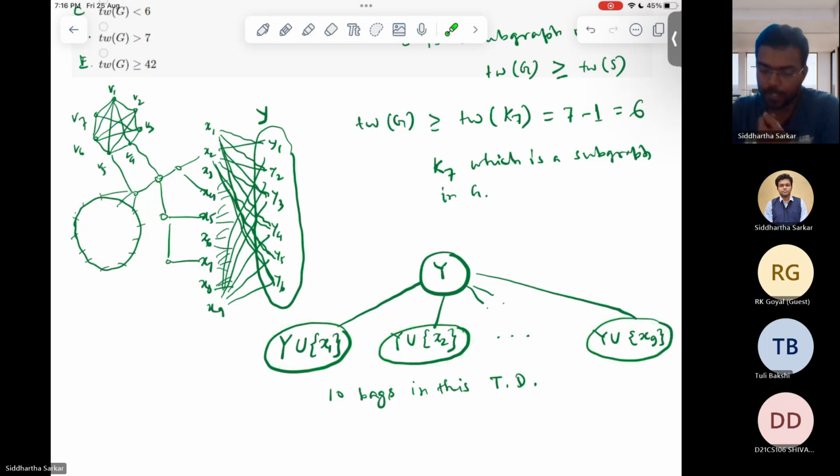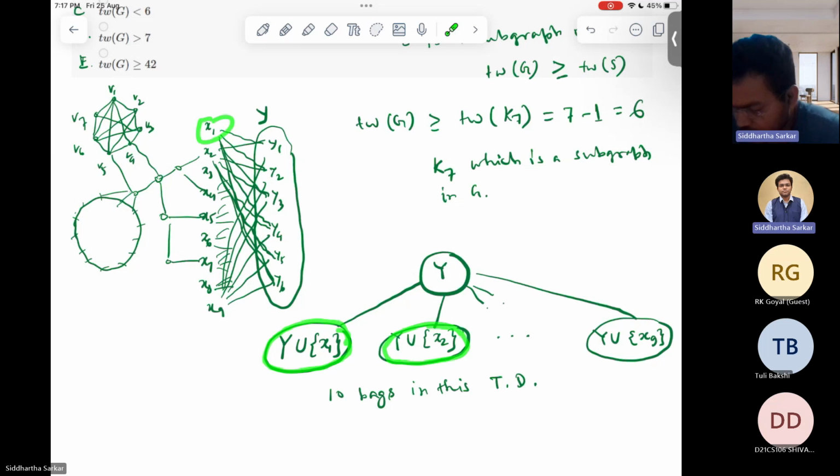Okay. Is that correct? Yes. So what is the next thing to verify? That for every vertex, the bags containing that vertex must form a connected component. So how about x1? x1 is contained here. For every x, there is only one bag, so there is nothing to be worried about connectedness.